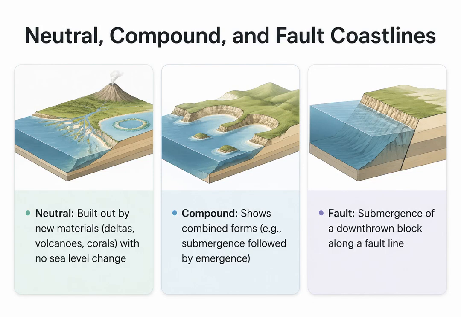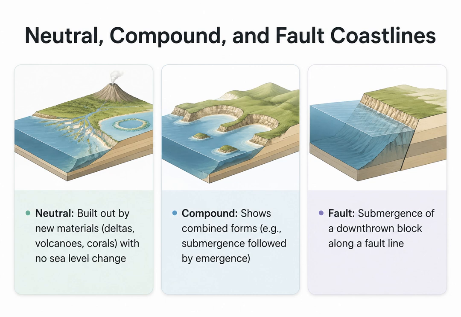Finally, we have three other coastline classifications. Neutral coastlines form without any relative change in sea level. They simply grow outward as rivers deposit deltas or volcanoes erupt into the sea. Compound coastlines have a complex history, showing evidence of both submergence and emergence over time. And fault coastlines are created by tectonic activity, where a block of earth drops down along a fault line, leaving a steep, straight cliff face right against the sea.